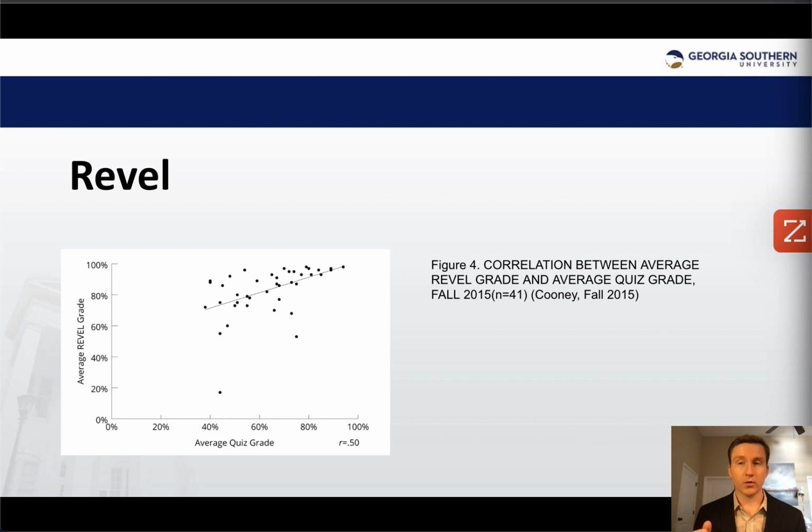Figure 4 shows a strong positive correlation exists between Revel grades and average quiz grades, where R, the correlation coefficient, is a value of 0.50. R measures the strength and direction of a linear relationship between two variables on a scattered plot. In this example, we see it is the average Revel grade and the average quiz grade. The p-value measured with this experiment was less than 0.01. Therefore, the null hypothesis was rejected and the alternative hypothesis is accepted.